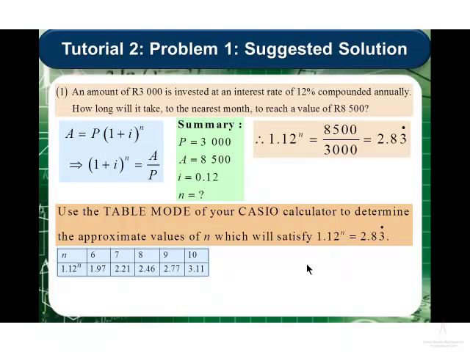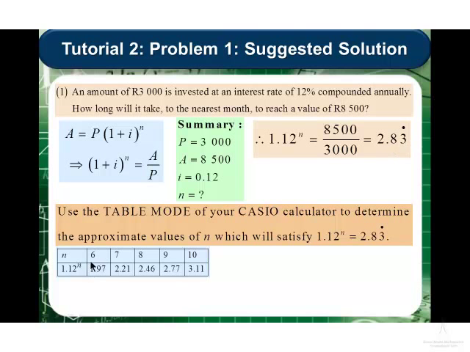So let's look at our first attempt. If you, for example, and you can check this with me on your own, look at the interest periods, or the number of years in this case, 6, 7, 8, 9 and 10, and corresponding to that as output values, calculate 1.12 to the power n. Of course, this corresponds with our expression here. Then we see that in the first instance, if we use n equal to 6, the output will be 1.97, which is less than 2.833 repeating.